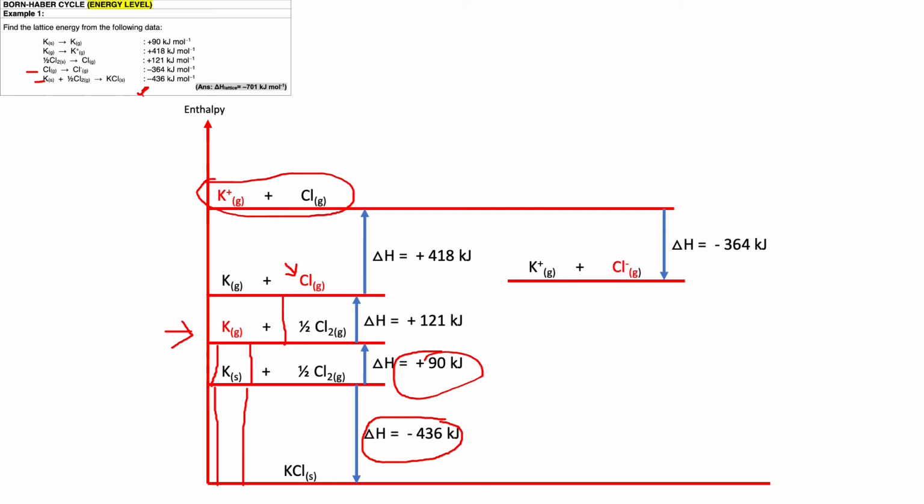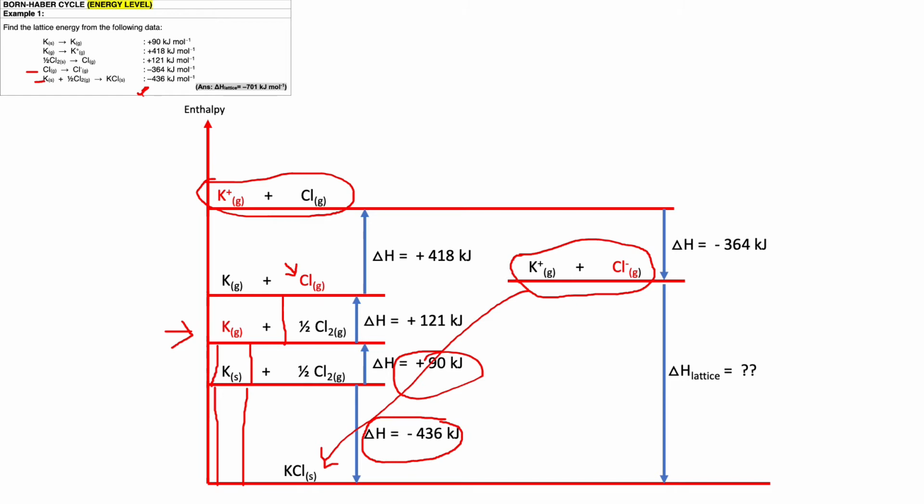Now, lastly, we have to find the lattice energy. For lattice energy, we must have gaseous ion. So we do have it here, gaseous ion. So this gaseous ion will produce the ionic solid. So just directly put it down. But we don't know what the lattice energy is, so we put it like this.